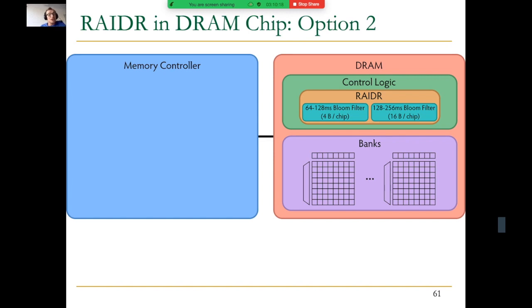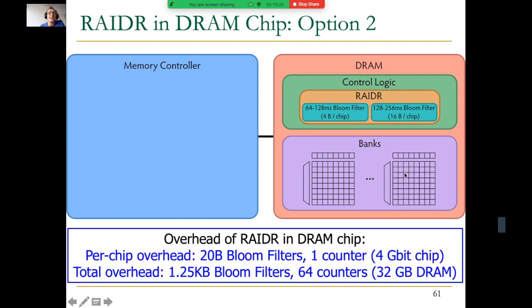Okay, the other option is also interesting. The DRAM chip implements Radar itself. So you have some logic inside the DRAM chip that implements Radar. In this case, the overhead is even lower, actually, I believe.